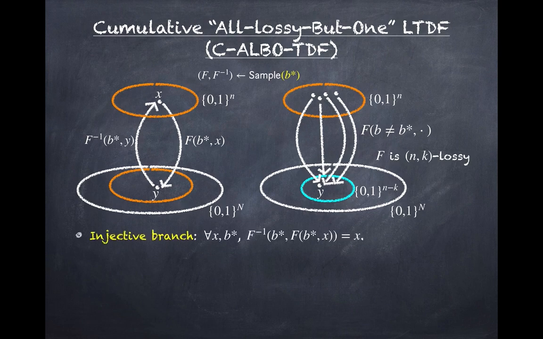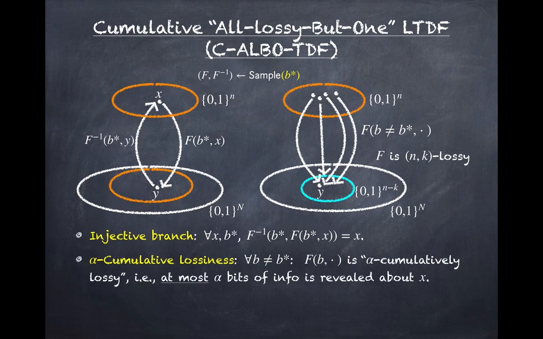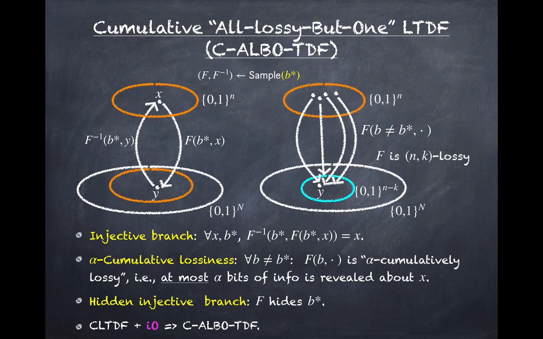So on the injective branch, we want completeness. We want cumulative lossiness on the lossy branches. In particular, if I evaluate the function on any branch other than the injective branch B star, then the function is alpha cumulatively lossy. We also want the hidden injective branch property, which says that the function f hides the branch B star. So in our paper, we show how to combine a cumulative LTDF along with IO to construct a cumulative All-But-One lossy TDF.